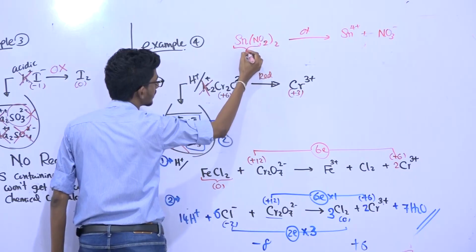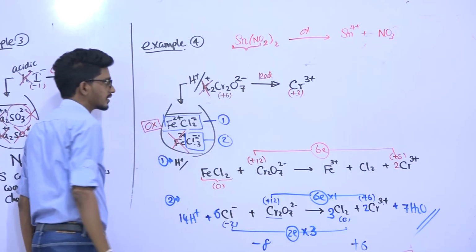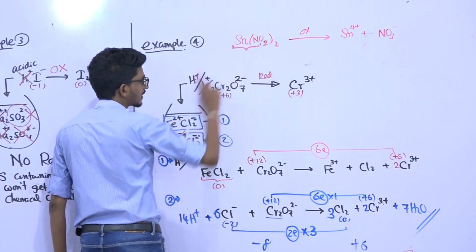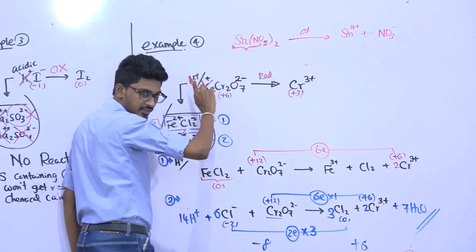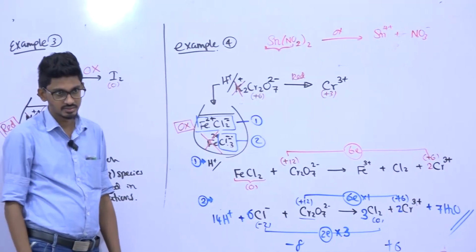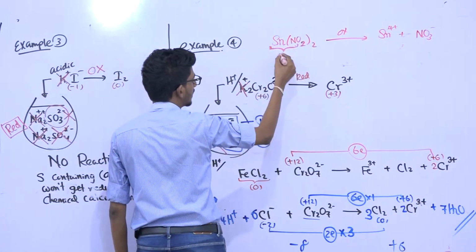What is the value? Take the tin nitrate summation. How many oxygens are here? There are 4 oxygens. 4 oxygens means -8. As this one is a compound, the summation should be 0. So that is +8.